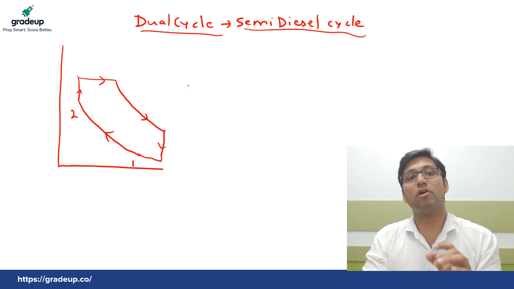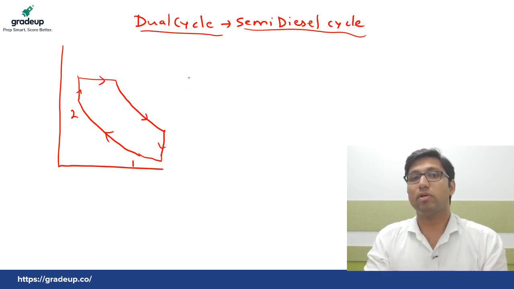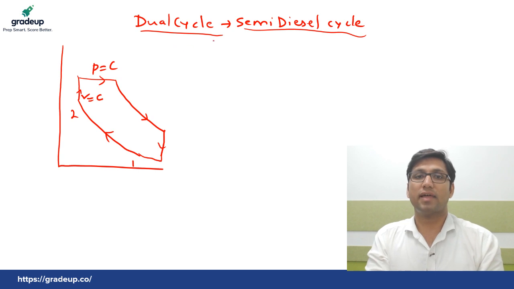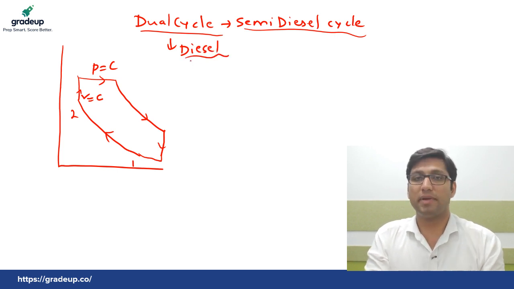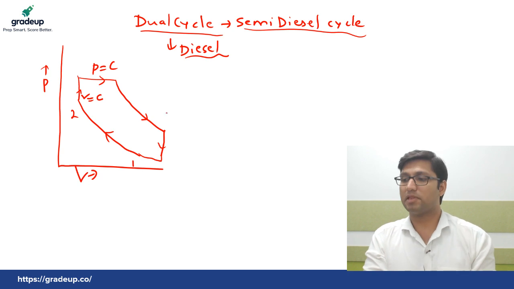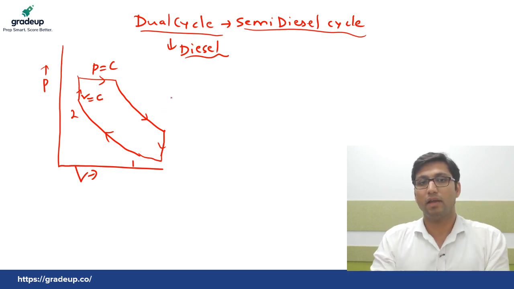In the case of dual cycle, it is also called semi-diesel cycle because heat addition takes place partly at constant volume and partly at constant pressure. It is also called semi-diesel cycle because the working fuel in the dual cycle is diesel fuel. So diesel is used as the working fuel, that's why it is also called semi-diesel cycle.